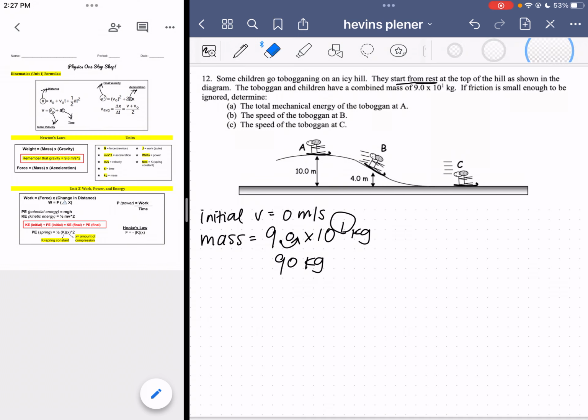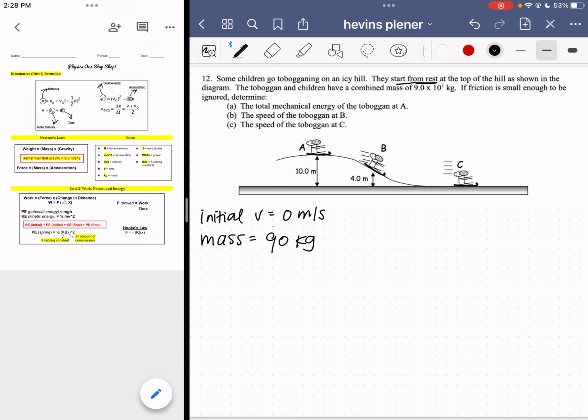Okay? So I'm going to erase this part, and then move this part up because our mass is just simply 90 kilograms. If friction is small enough to be ignored, great. Determine A, the total mechanical energy.